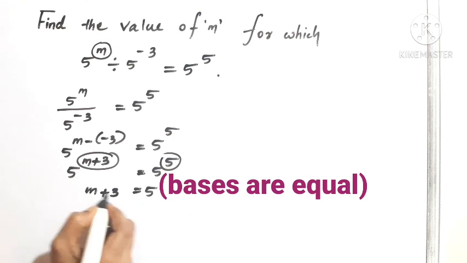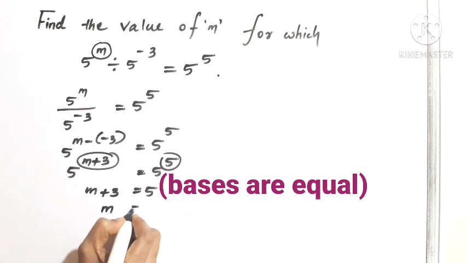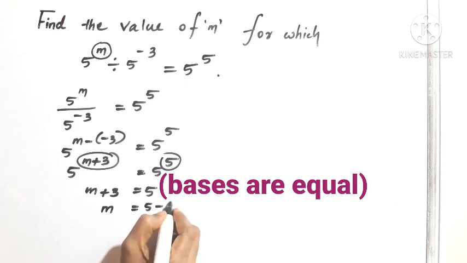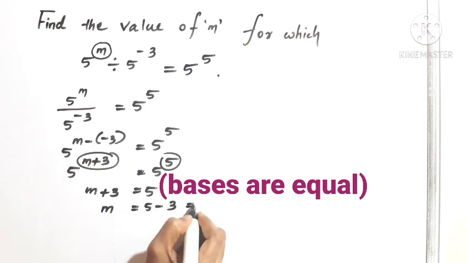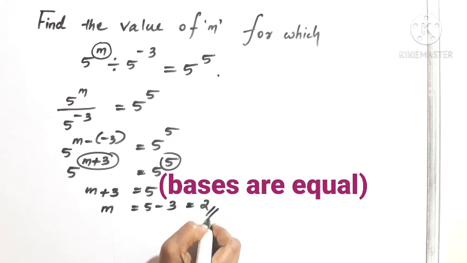m plus 3 equals 5. Then m equals how much children? 5 minus 3 equals how much? Yes, positive 2. Okay.